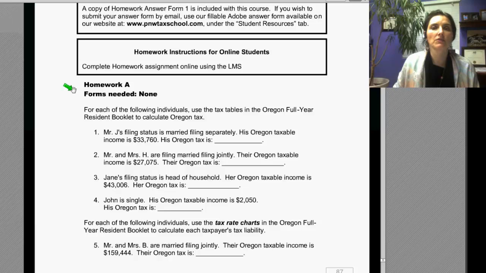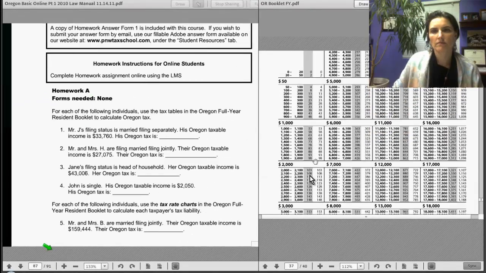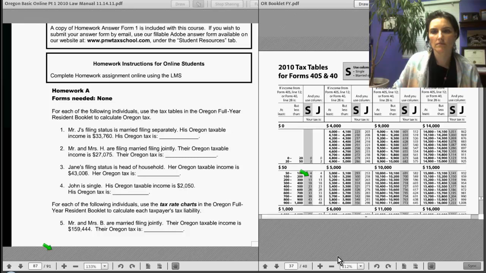But for homework A, what you need to do is for each of the following individuals, use the tax tables in the Oregon Full Year Resident Booklet to calculate Oregon tax. And let me just open up that booklet for you real quick. And of course, the Oregon tax tables are shown in the Oregon Full Year Resident Booklet beginning on page 37. Your assignment is to look at each scenario here. I will carry out the first one with you, and then you'll be on your own for the rest.